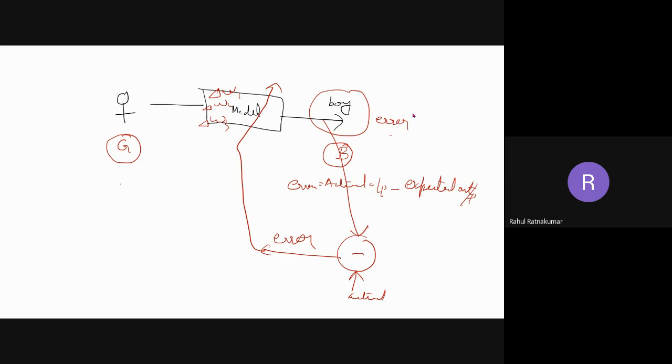Now let's see in what ratio, how we are going to modify the weights. That is the question. Error we have calculated, error function we have calculated. There are different types of error functions, and based on this error function we need to calculate the error, subtract it from the actual, and now this error has to modify my weights. Now how are we going to modify the weights? That's the question.